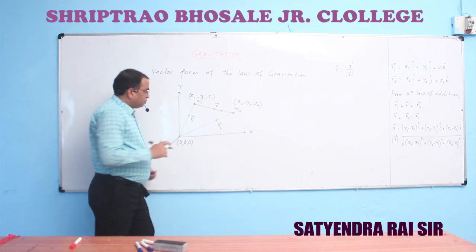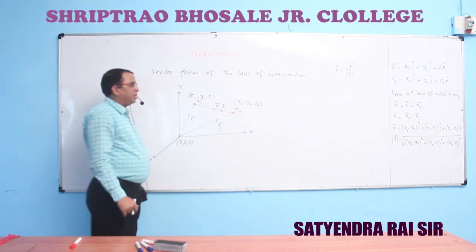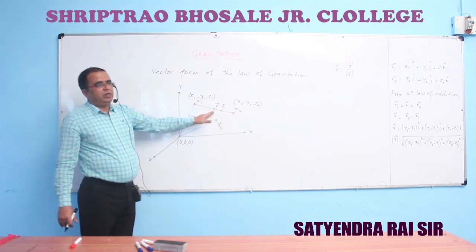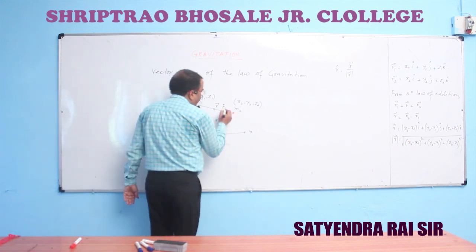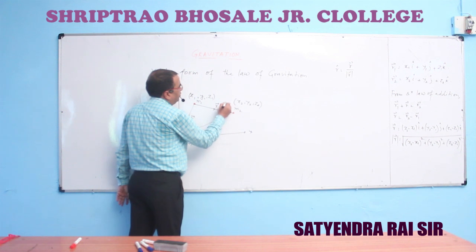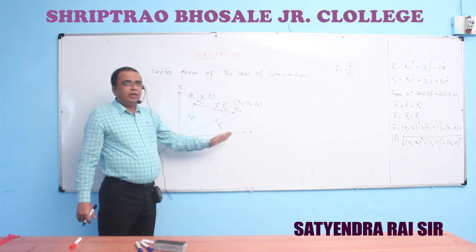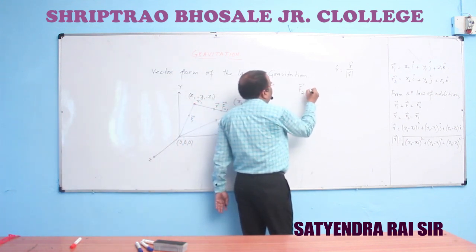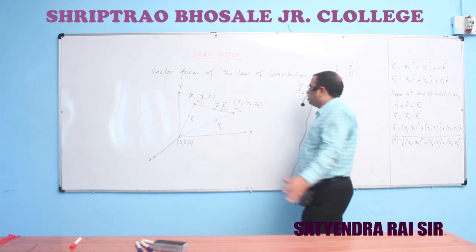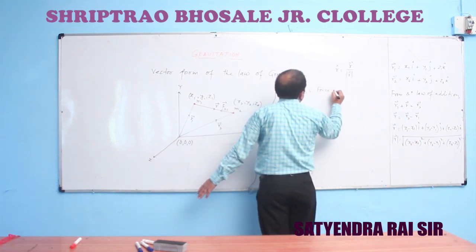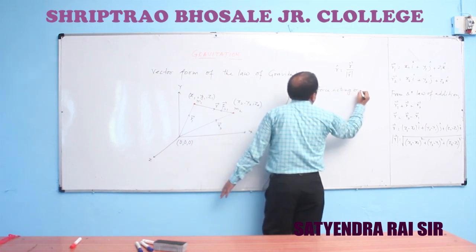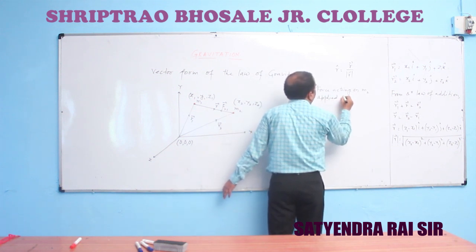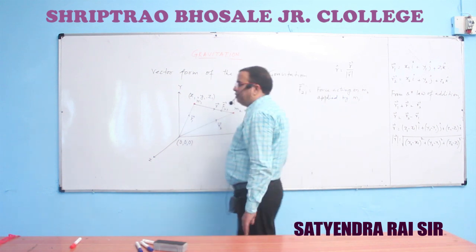This force F, since it is attractive, is opposite to the vector R. So we may name it F21, or the force acting on 2 applied by 1. What does F21 indicate? F21 indicates the force acting on M2 but applied by M1. This is the meaning of the expression.